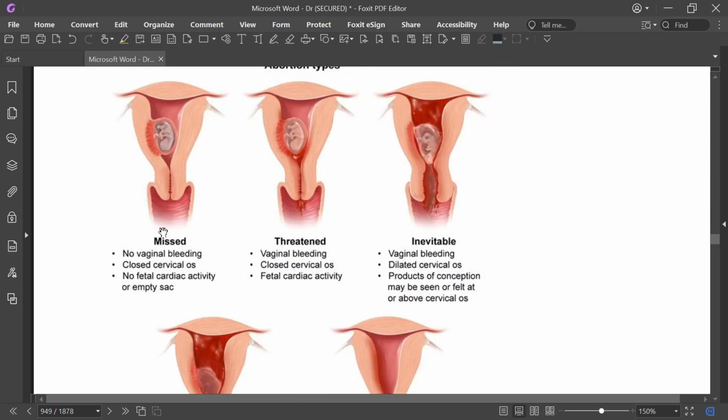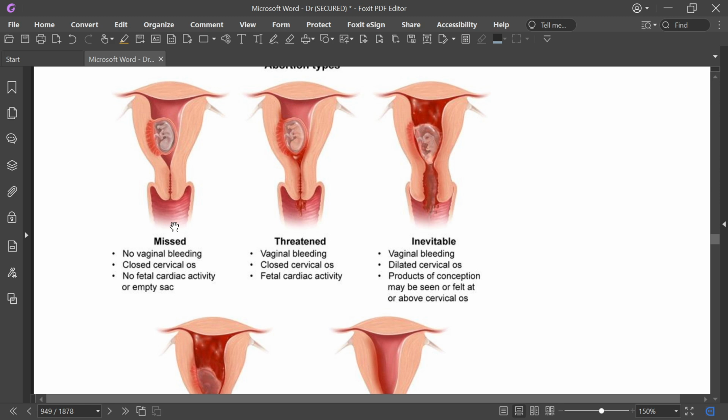This is missed abortion. Here there is no vaginal bleeding, the cervical os is closed, and there is no fetal cardiac activity or an empty sac. In missed abortion the product of conception is retained, with no vaginal bleeding, a closed cervix, and no fetal cardiac activity or an empty sac.